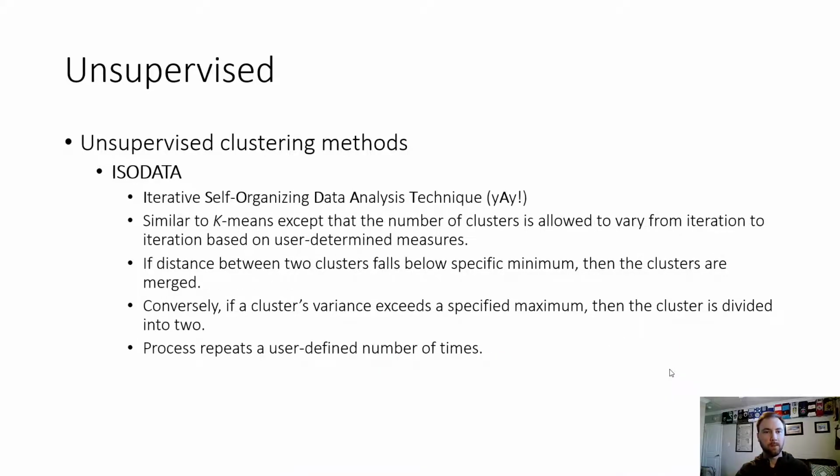So k-means, ISODATA, and ISODATA stands for Iterative Self-Organizing Data Analysis Technique, and I add something for the A at the end, yay. Similar to k-means, except that the number of clusters is allowed to vary from iteration to iteration based on a user-defined measurement. If the distance between two clusters falls below a specific minimum, then the clusters are merged together. Conversely, if a cluster's variance exceeds the specified maximum, then the cluster is divided into two or more. And this process repeats a user-defined number of times.